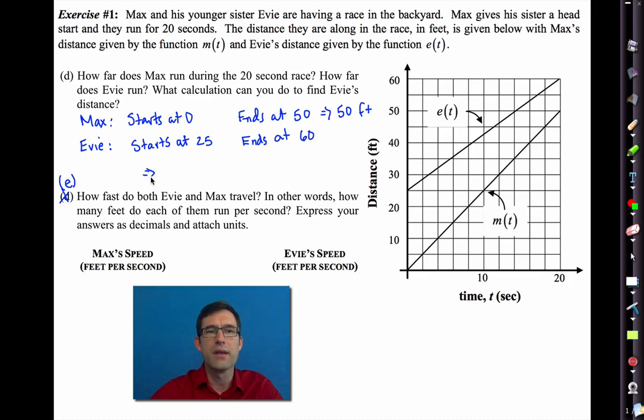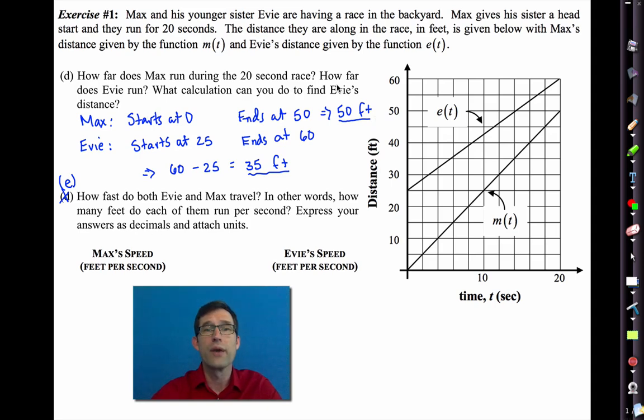Now, what that means is that we have to do a little bit of subtraction, right? 60 minus 25, she ran 35 feet. So Max ran farther, right? He ran 50 feet. She ran 35 feet. That's why he gave her a head start, right? Because he knew that he was going to be the faster runner, all right?